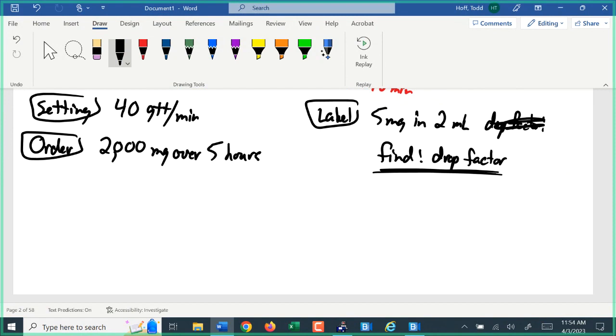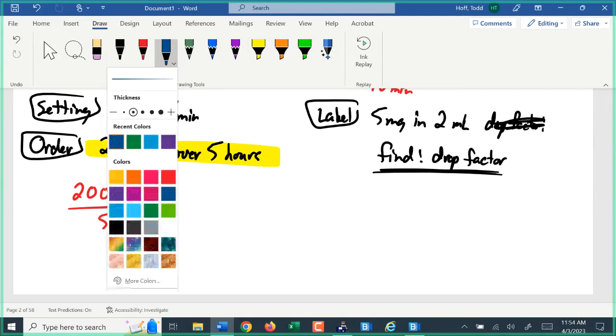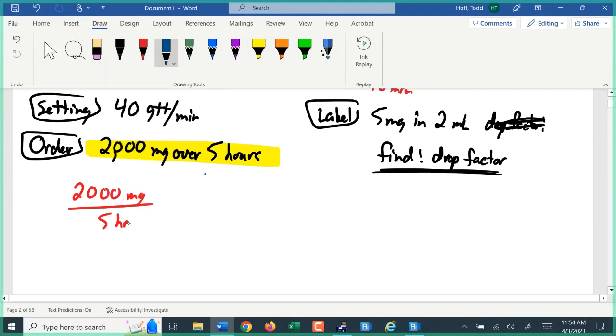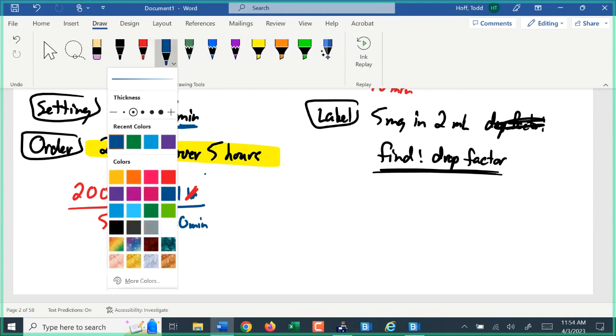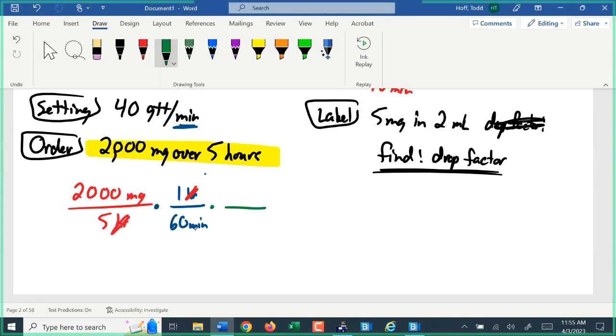So I would typically start with the doctor's orders and see where it takes us. So we'll start with 2,000 milligrams over 5 hours. Now we don't have anything else here that's in hours, so I'm going to start out by changing my hours into minutes. So 1 hour is 60 minutes. Hours have canceled out. Now that I have that, I can continue to get rid of either minutes or the milligrams. Since we've got minutes on there, let's get rid of minutes.